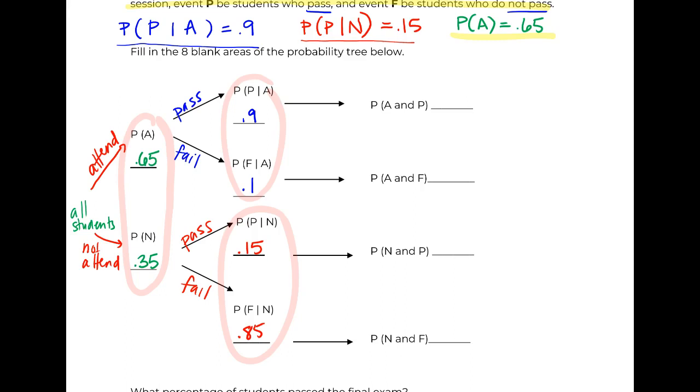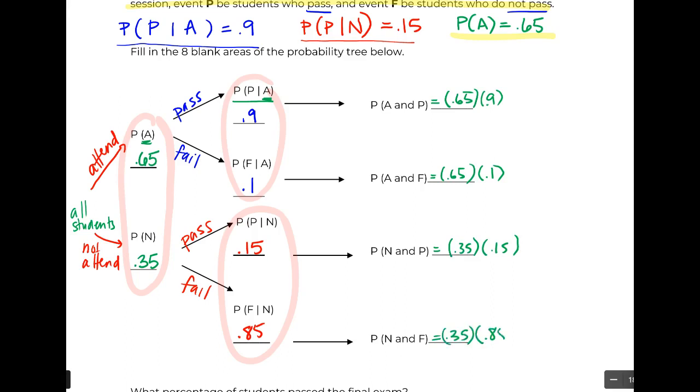Now, if you remember, the and probabilities are all about multiplying by a conditional and then whatever we knew behind the line. If we multiply those together, we're going to get the probabilities of the ands. So if we multiply down this next branch, 65% chance they attend. And then of those who attend, 10% chance they fail. And we're just going to go ahead and find all of these different probabilities by multiplying down our branches of our tree.